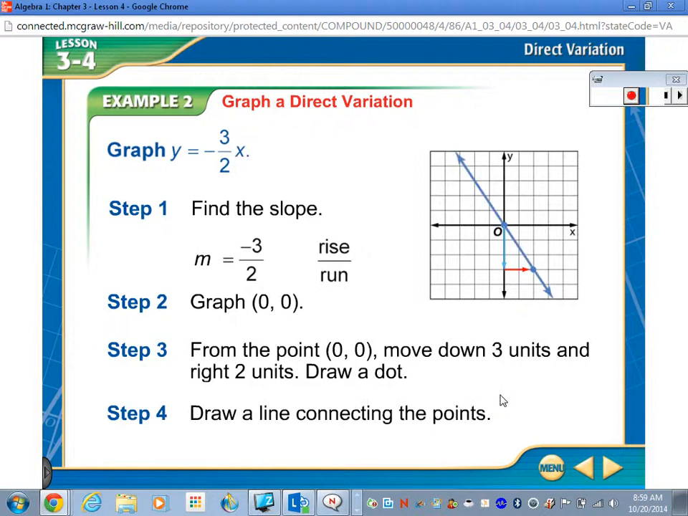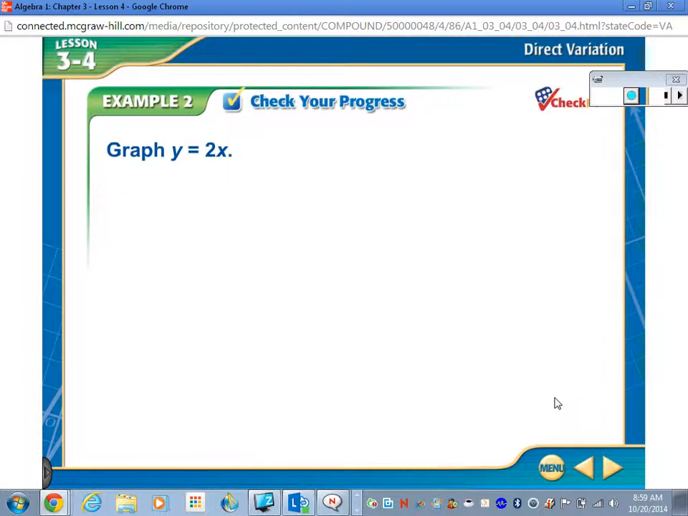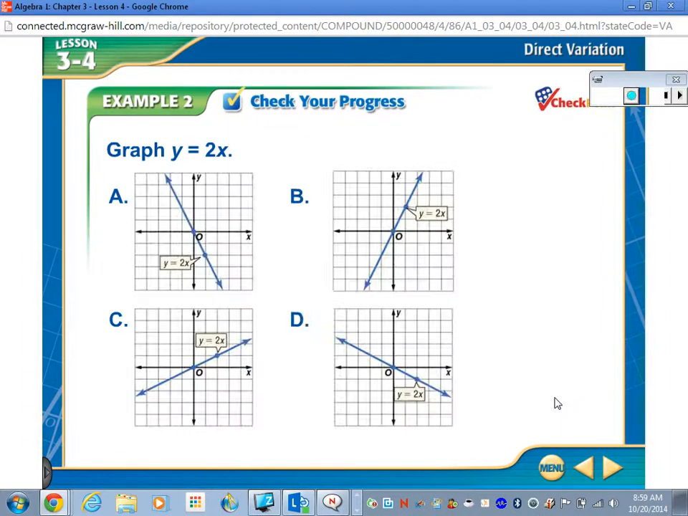Now take a minute, and we'll pause it, and then you can see if you can get that, okay? Now, keep in mind that your 2 is the same as 2 over 1. That means you're moving up 2 and then to the right 1. So again, we're going to pause it.